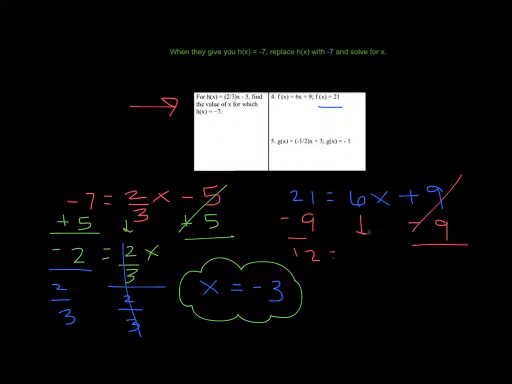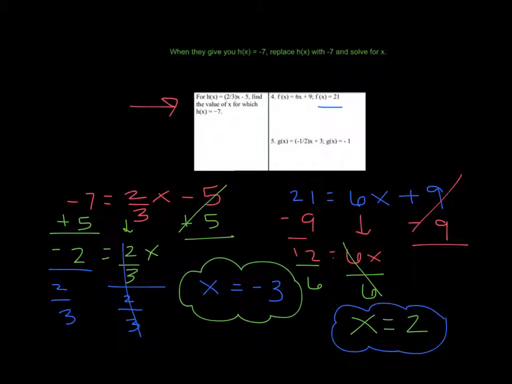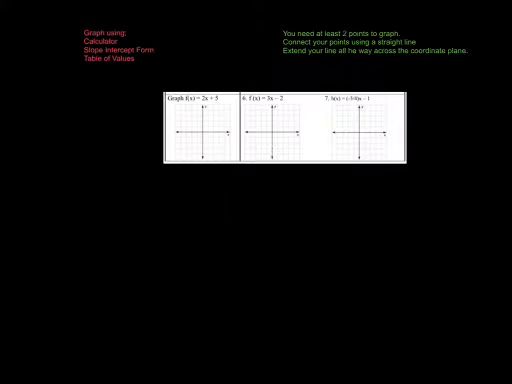You're going to bring down your 6x. The opposite of multiplying by 6 is to divide by 6. And when I do that, I'm going to find out that x is equal to 2, which is my answer. Okay, so the key here is that they are actually giving you the value for y, or f of x. So you're replacing that with the numerical value and solving for x this time. Okay? We spent a lot of time on this last section of the notes for today.